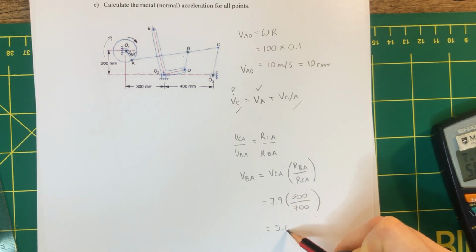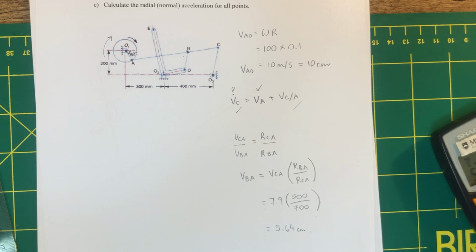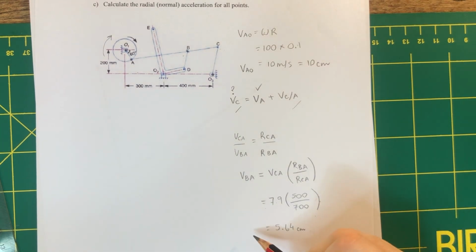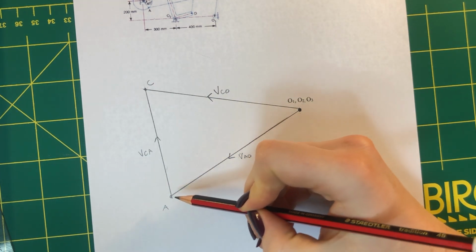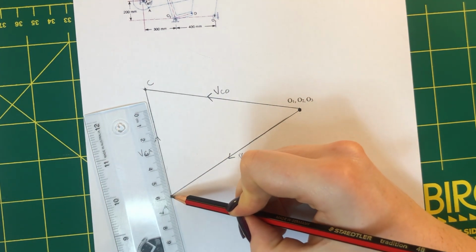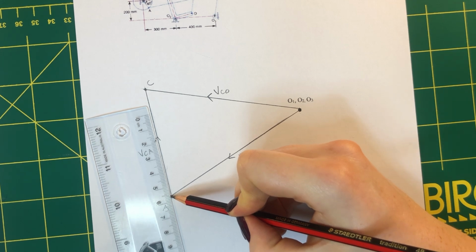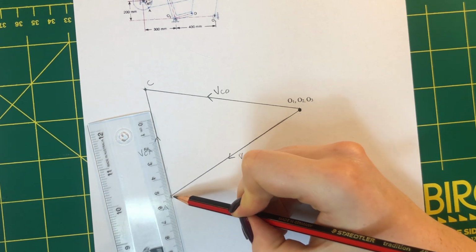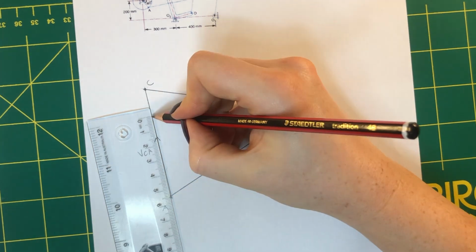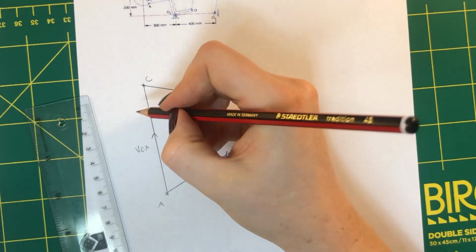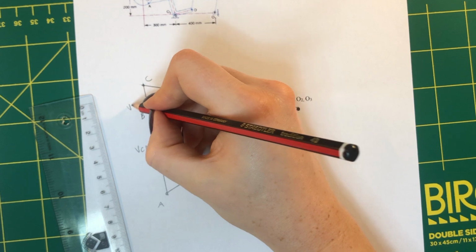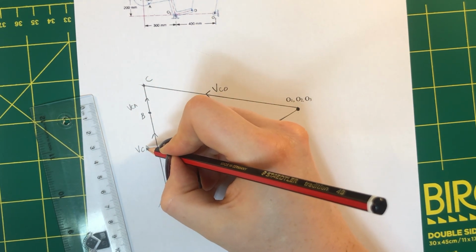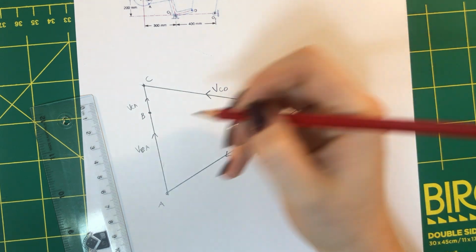equals 5.64 centimeters. So remember, this is velocity of B relative to A. So on my diagram here, I have C relative to A, I want B relative to A. So I measure from point A, 5.6, and point B is here. And then I have my velocity of CA link, I will label there, and then I'll keep this as BA.